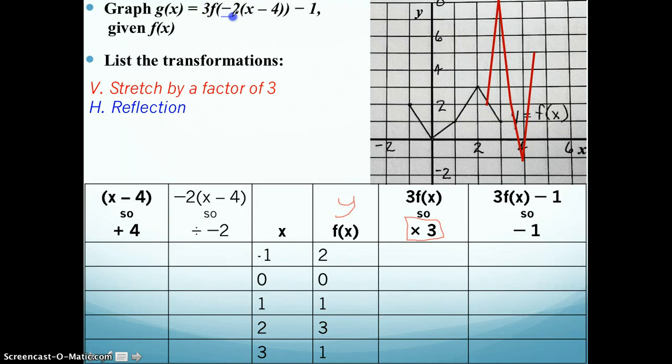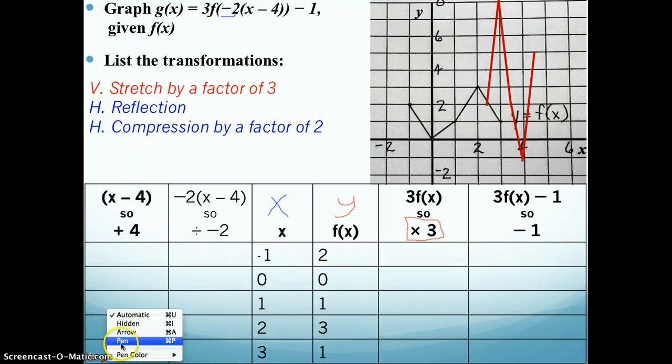That's our horizontal reflection right here. So that means that we're going to multiply all of our x values, since it's horizontal. All of our x values are in blue. We're going to multiply them or divide them by a negative to get that reflection. Now, because it's a 2, that also means that it's going to be a horizontal compression. So large number means compress for horizontal. So horizontal compression by a factor of 2.